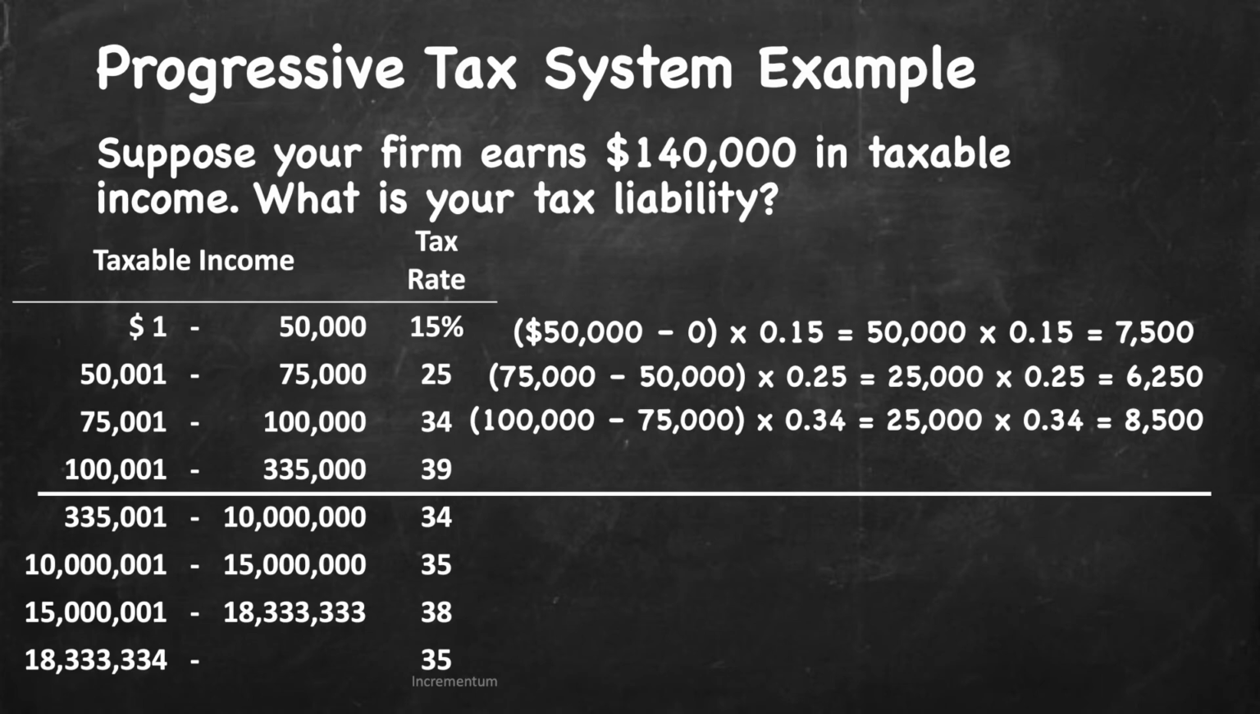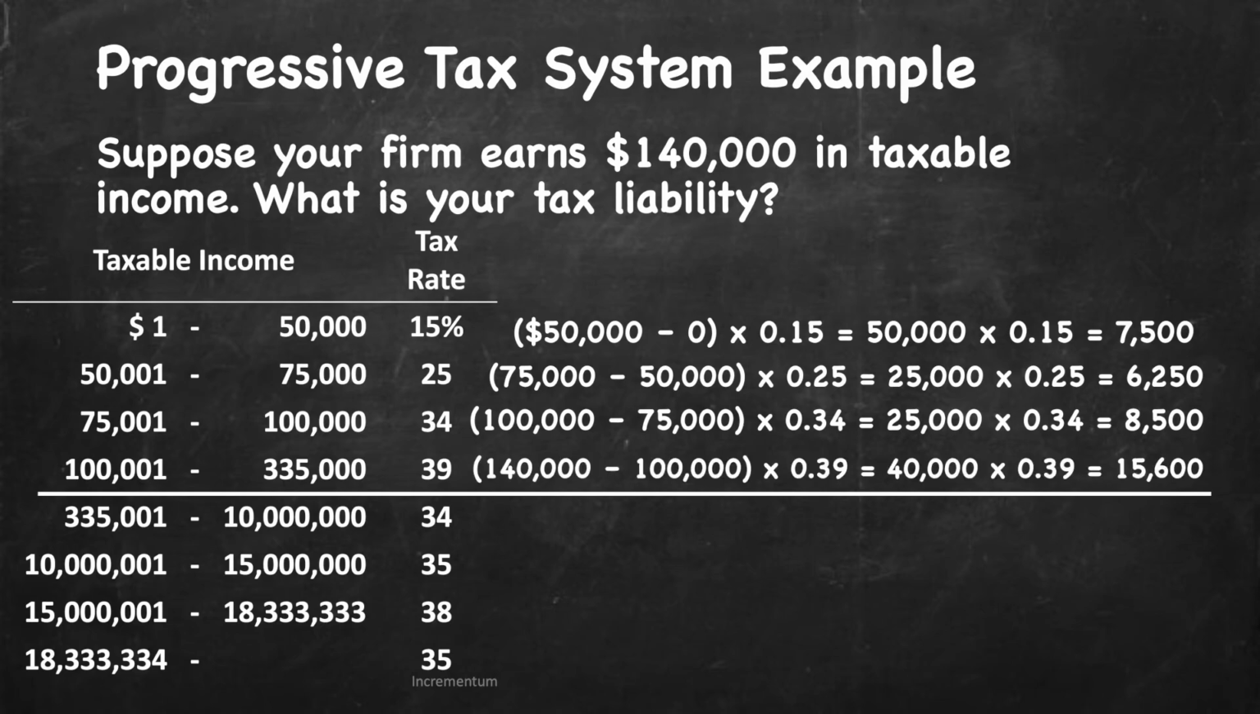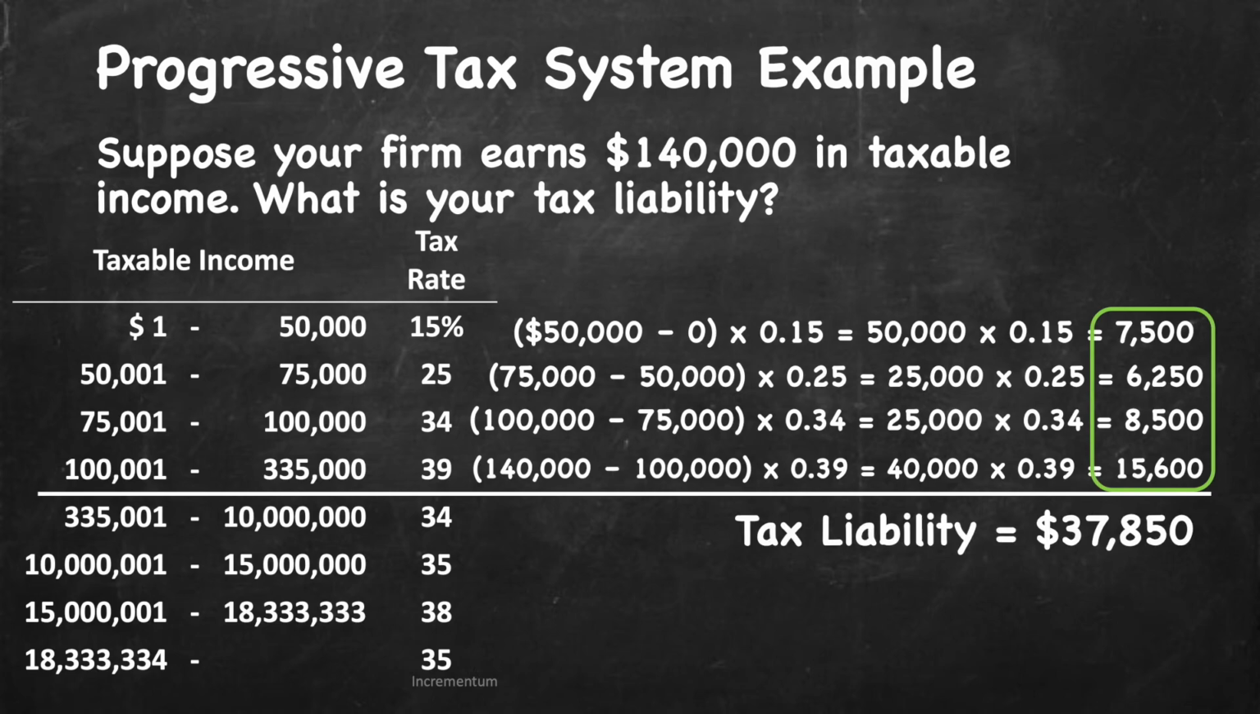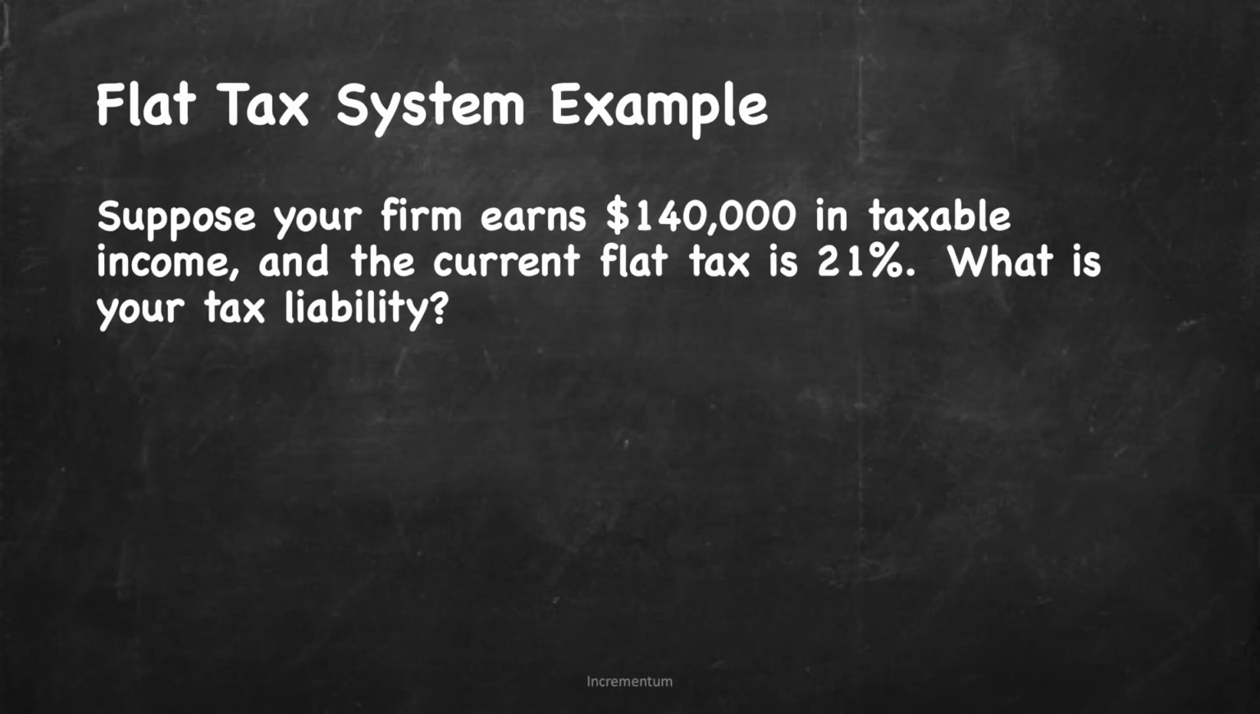Now we move into the last tax bracket. And the fact that we drew the line here reminds us to go back to our taxable income, which is $140,000, and that's where we're going to tax up to. So we've got $140,000 minus the bottom of the bracket minus 1, so minus $100,000, times 39% or 0.39. So that gives us $40,000 times 0.39, which is $15,600. Now that we know what we owe in each bracket, we can add those amounts up, and that would be our total tax liability or our total tax bill, and that comes to $37,850.